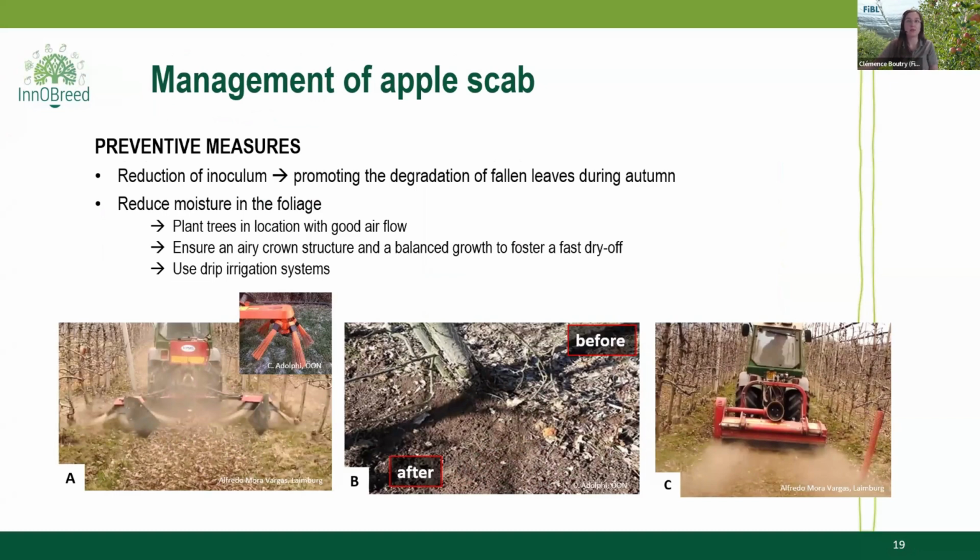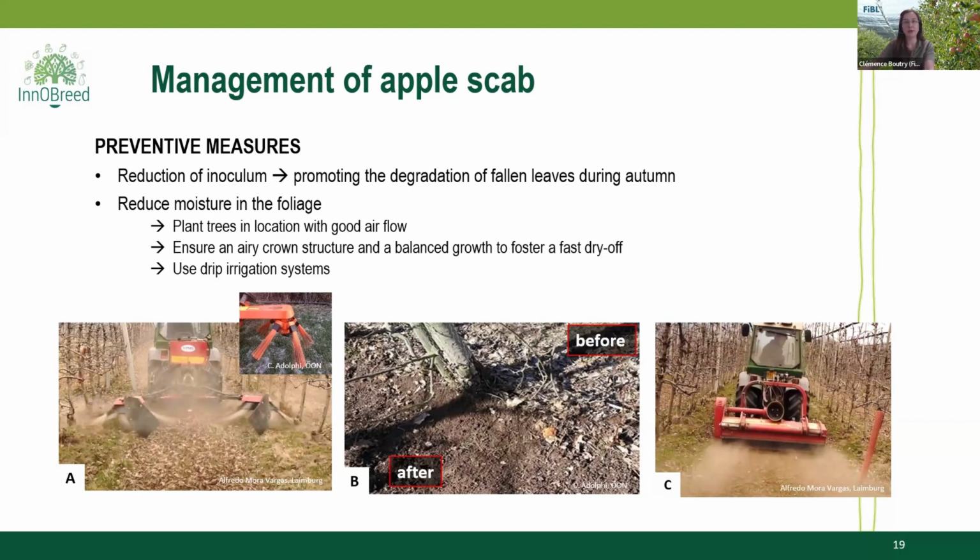And the second would be to reduce moisture in the foliage, so make it less favorable for the pathogen to spread. So reduction of inoculum can be done by promoting the degradation of the fallen leaves in autumn. You can see on the pictures.